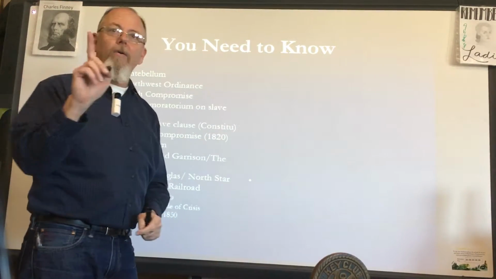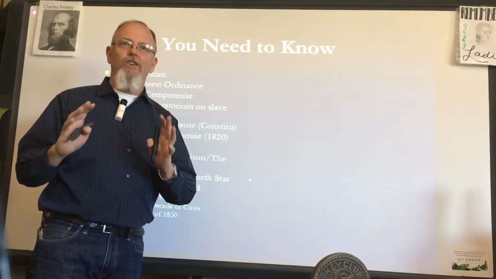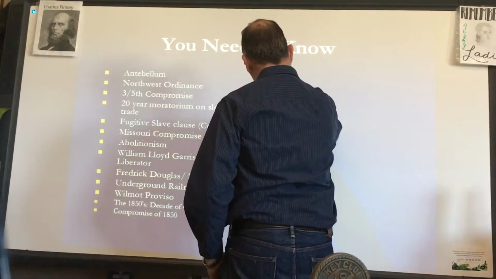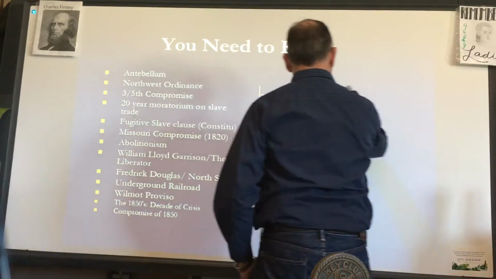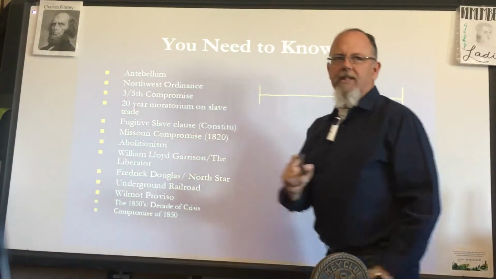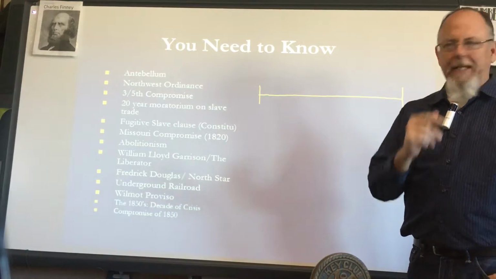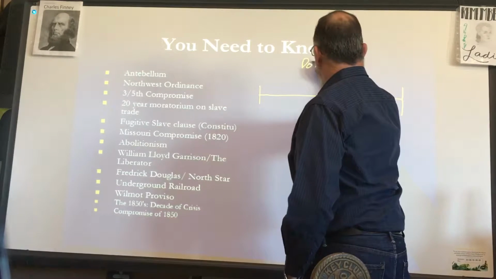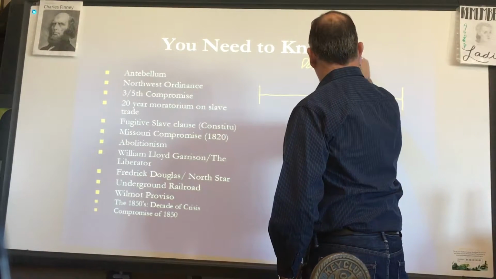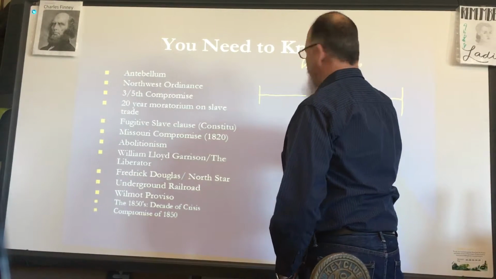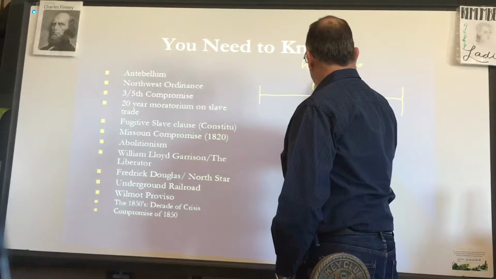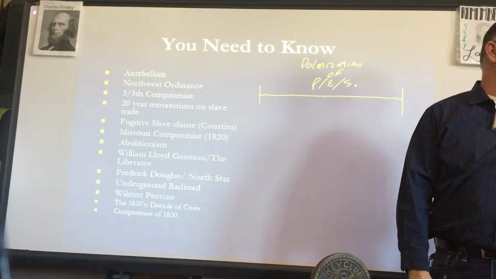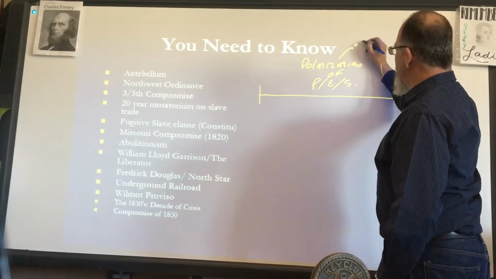Okay. So this is how you're going to understand it easily. Ready? What we have in the United States at this time, in the 1850s, is what we call the polarization of the American political, economic, social system. Political, economic, and social. And the main issue is slavery.